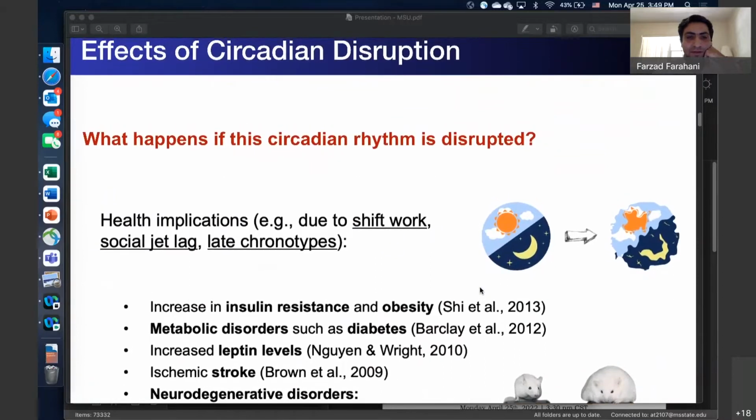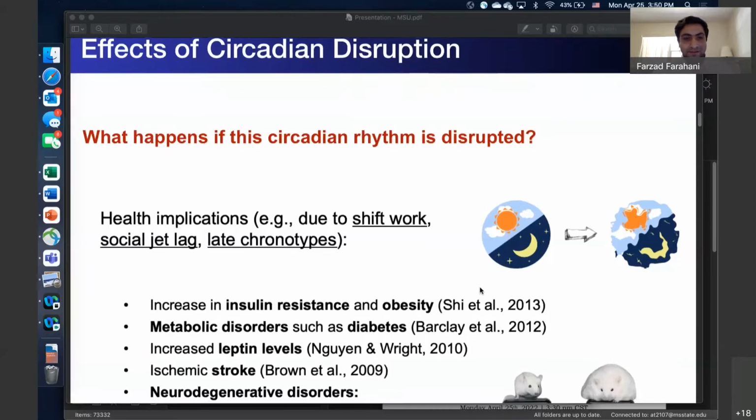And here, I want to talk about the effects of circadian disruption. What happens if this circadian rhythm is disrupted? There are many studies and research that show the correlation between disruption in circadian rhythm and many disorders such as obesity, diabetes, and also some neurodegenerative disorders such as Alzheimer's and Parkinson's disease that are mostly studied in the literature. We can go to the next slide.